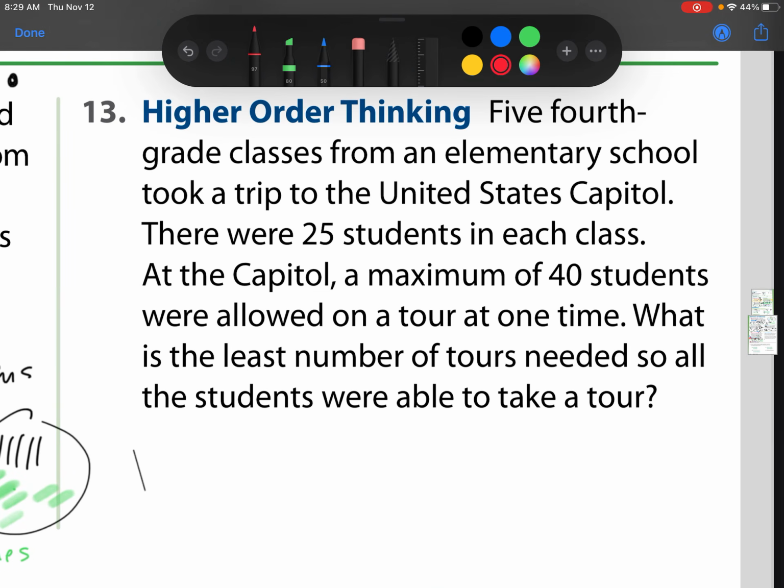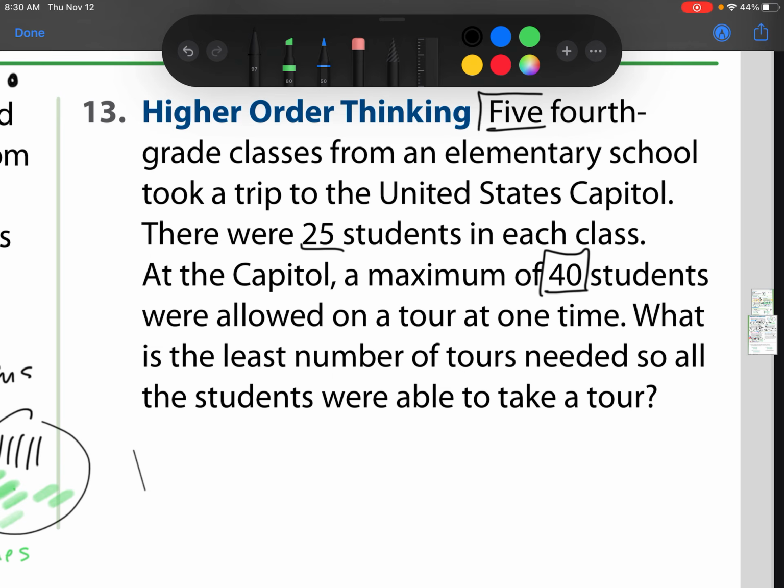Number 13. 5 fourth grade classes from an elementary school took a trip to the United States Capitol. There were 25 students in each class. At the Capitol, a maximum of 40 students were allowed on a tour at one time. What is the least number of tours needed so all the students can take a tour?